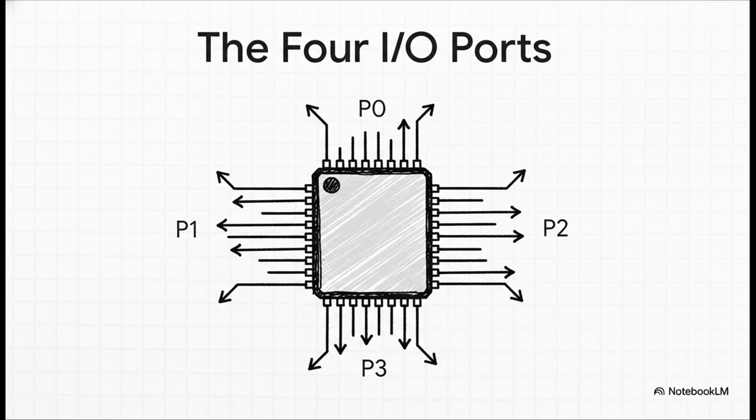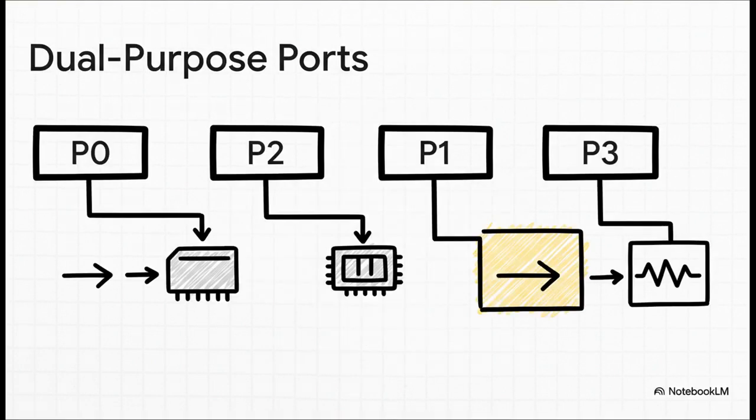4 ports times 8 pins, that gives us 32 individual lines we can play with. And the best part? We can program each one to be either an input or an output. That is a ton of flexibility. But here's a little twist. These ports aren't just for show. Most of them are serious multitaskers. For example, port 0 and port 2 can double up as an address and data bus, which is super important for talking to external memory. And port 3? It's got all sorts of special jobs, like handling serial communication.